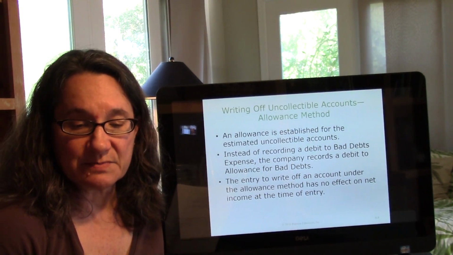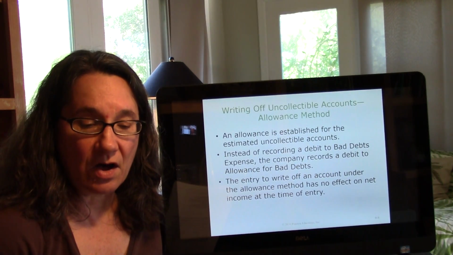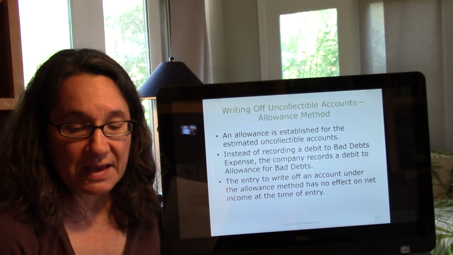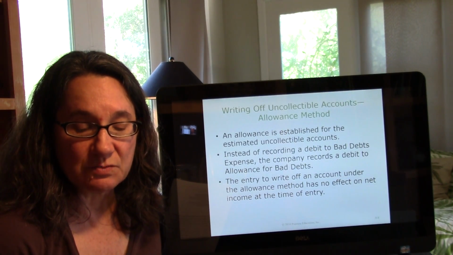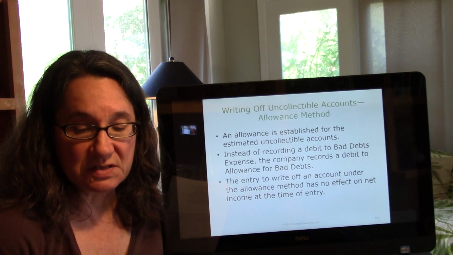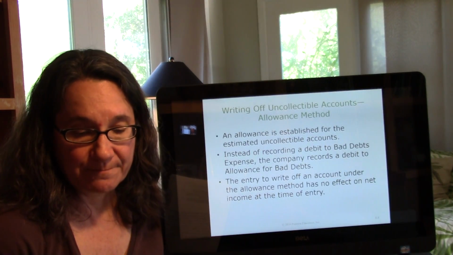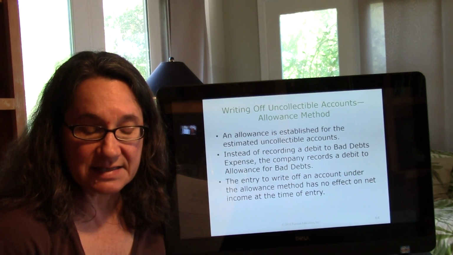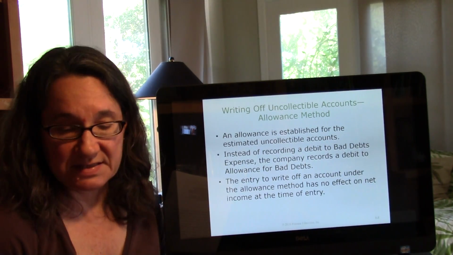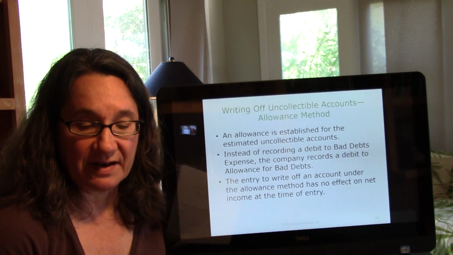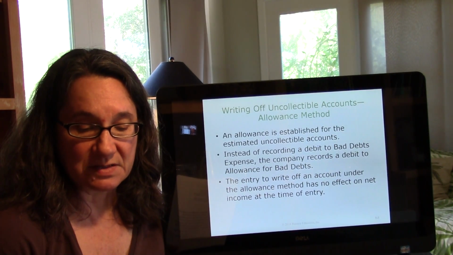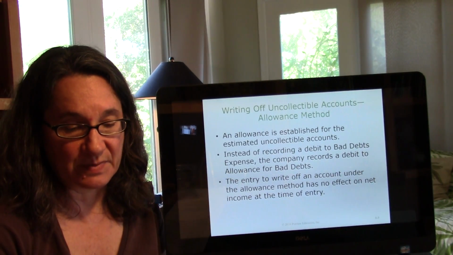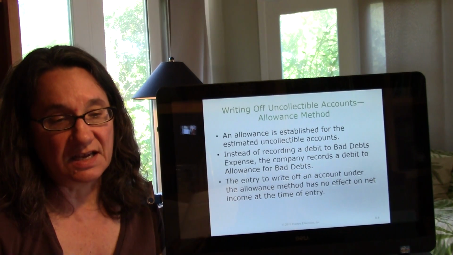When using the allowance method, companies still write off accounts receivable that are uncollectible. However, instead of recording a debit to bad debt expense, which is done when using direct write-off, the company will record a debit to allowance for bad debts. Bad debt expense is not debited when a company writes off an account receivable when using the allowance method, because the company has already recorded the bad debt expense as an adjusting entry.